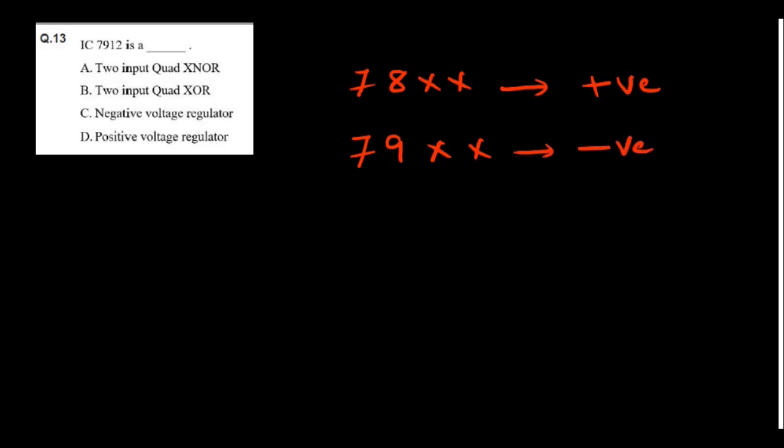IC 7912. The 78XX series is the positive voltage regulator, and 79XX, where XX means 05, 12, 15, so 15 means 15 volt and 05 means 5 volt regulator. These are the negative voltage regulator series. So it is a negative voltage regulator.